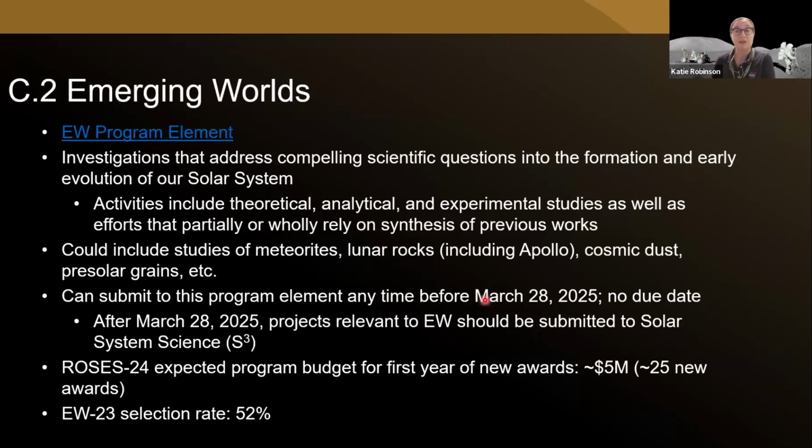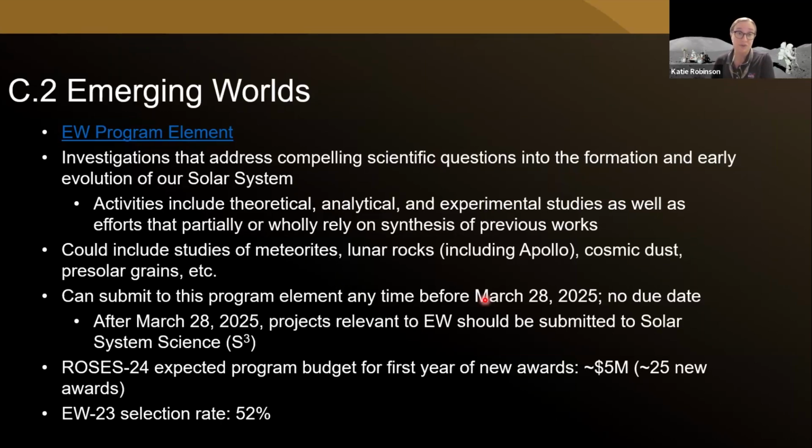So getting into the specific programs where you can propose to do astromaterials research, I'm going to start with Emerging Worlds. Emerging Worlds covers the early solar system. So this is investigations that address compelling scientific questions into the formation and early evolution of our solar system.